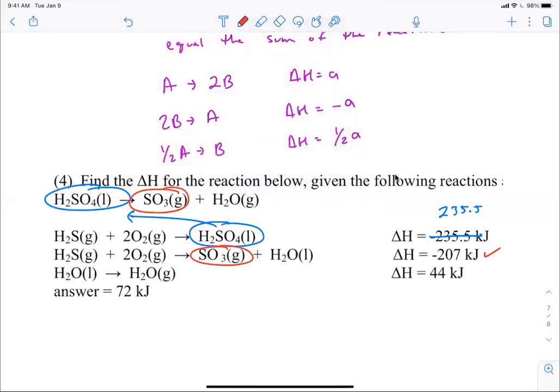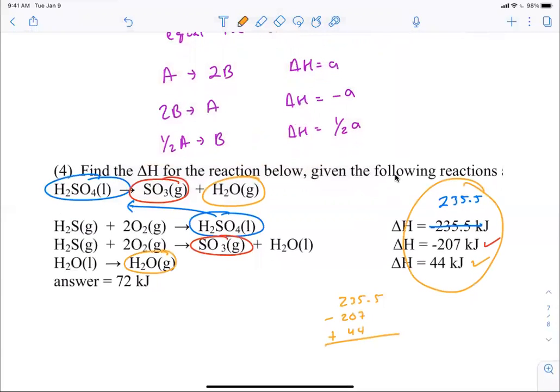So negative 207 stays the same. The gas is on the correct side, so this will stay the same. Okay, and so you add all these values together, 235.5 minus 207 plus 44, and you get, check here, so what is it, like 28 or 27.5 plus 44, it's like 71.5, so 72 kilojoules here.